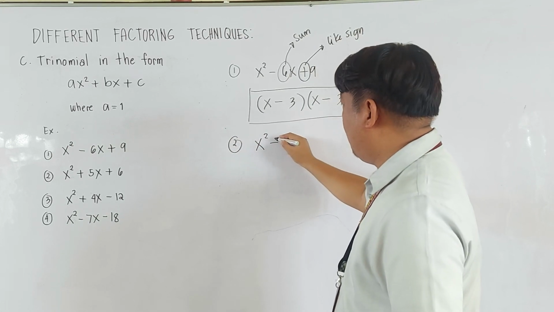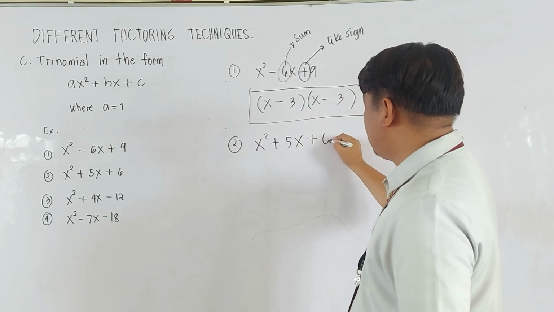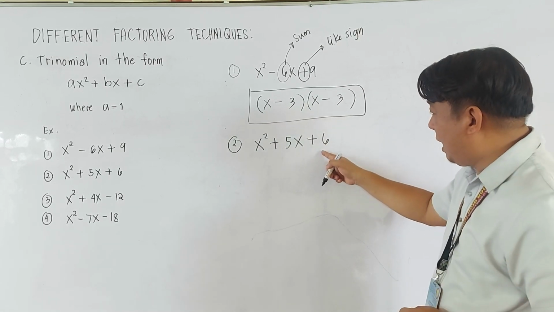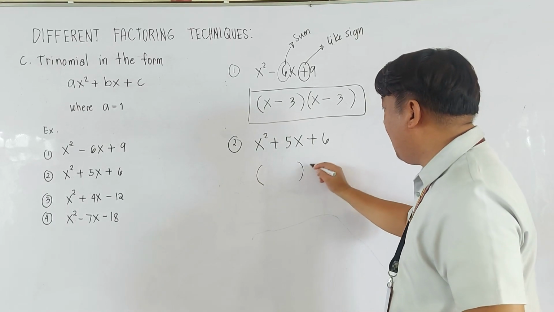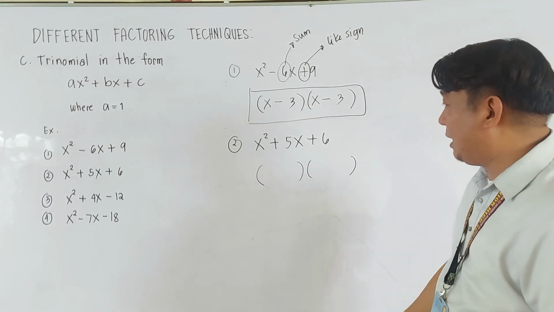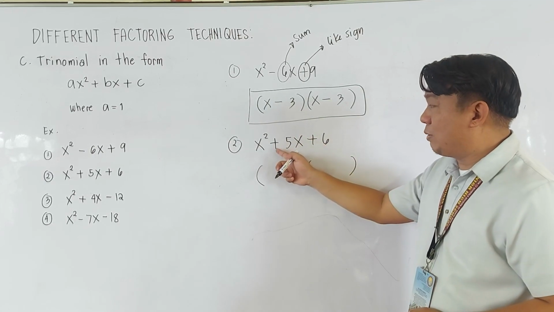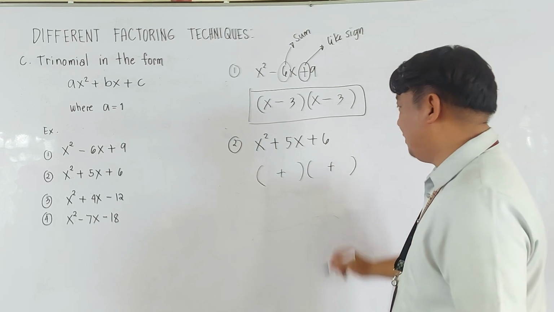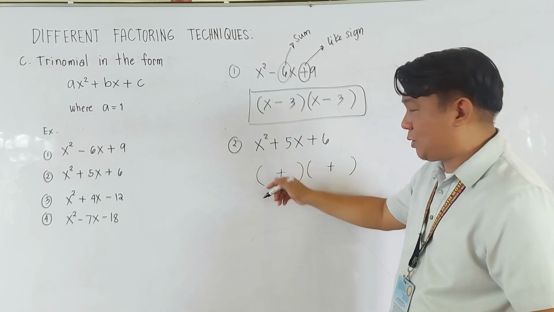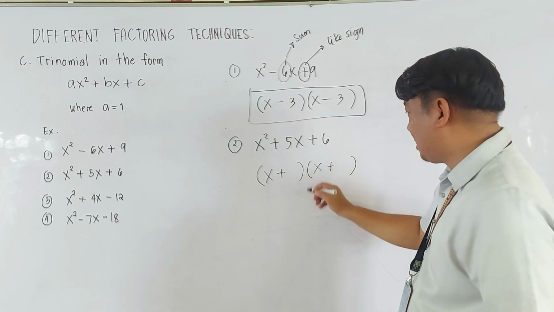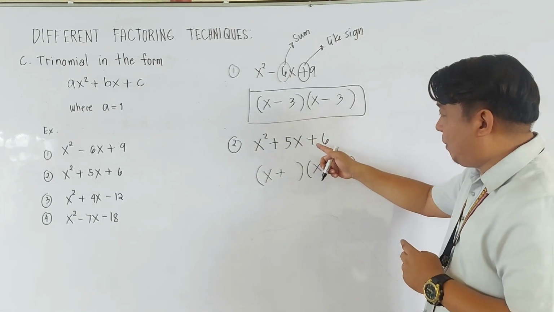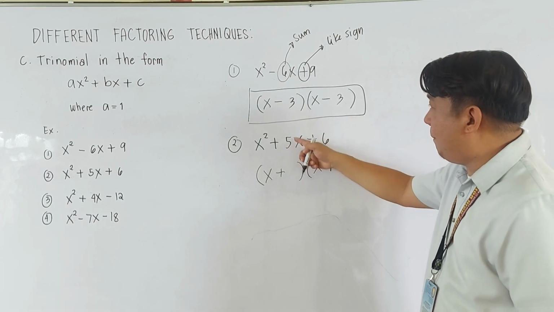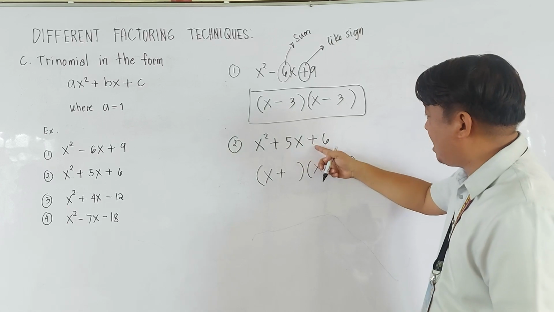X squared plus 5x plus 6. Okay. So, ang sign ng last term ay positive. So, ibig sabihin, ang sign na gagamitin natin ay magkapareho ulit. At anong sign na gagamitin natin? Kung ano yung sign nung nasa gitna. So, positive. So, pareho positive yan. Okay. Now, i-factors na natin ang x squared. That is x and x. And sinabi ko rin kanina na pag ang sign ng last term ay positive, ibig sabihin ito ay sum. Okay? Katulad nun. Sum dahil positive ito.